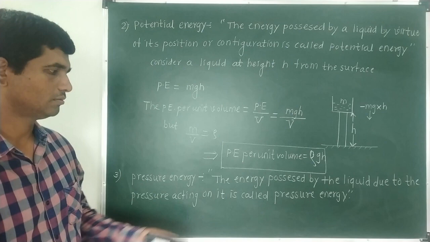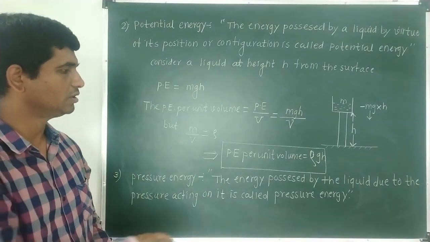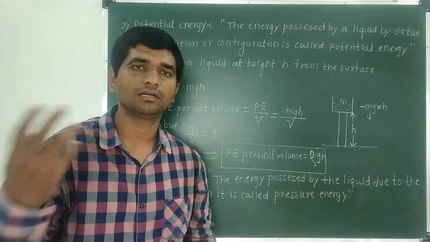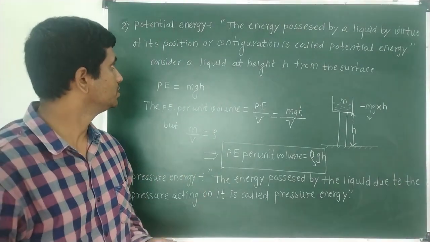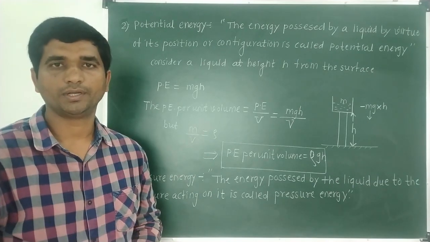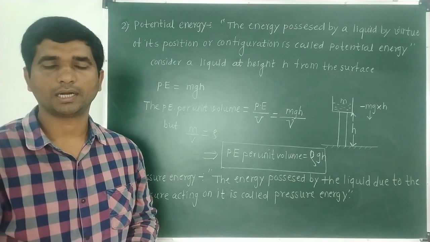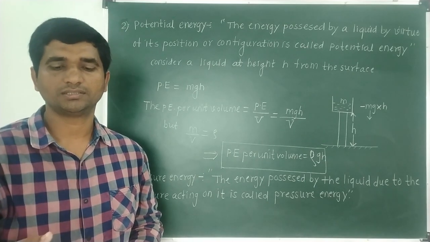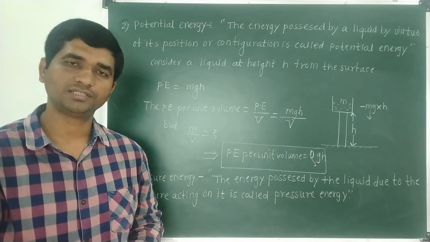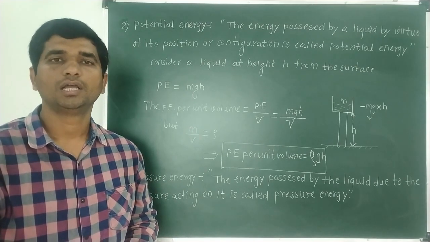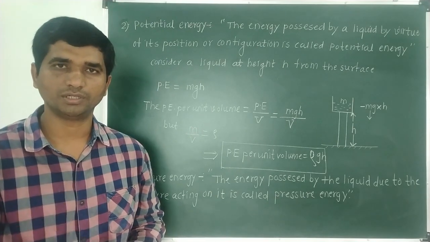We will not discuss its formula over here, but we will be considering all these parameters while discussing Bernoulli's equation. So these are the different types of energies a liquid possesses when it is flowing through some container at a certain level: the kinetic energy, potential energy and pressure energy. Pressure energy is also called hydrostatic energy. All these types of energies we will be considering while discussing Bernoulli's equation.